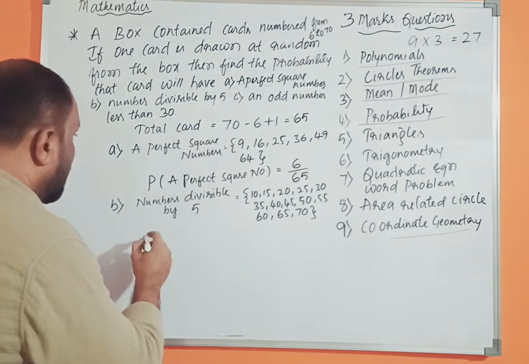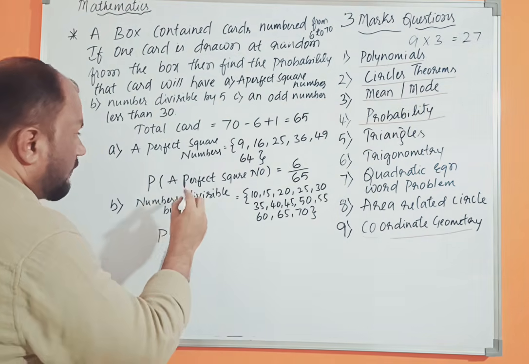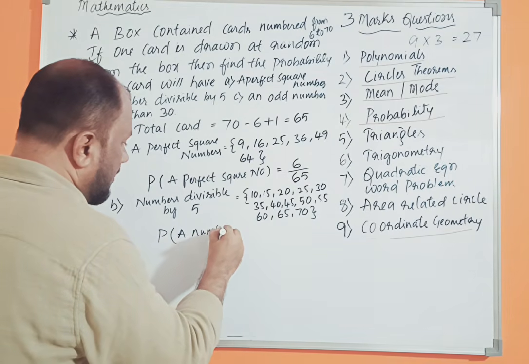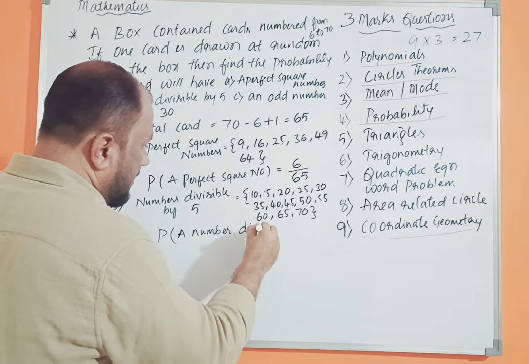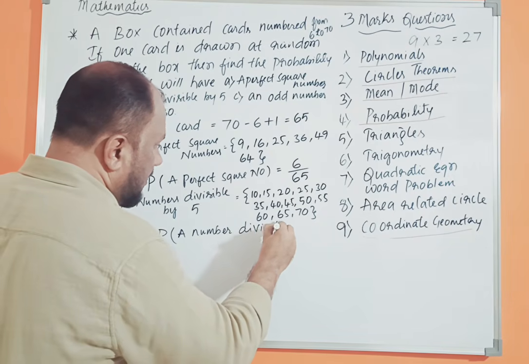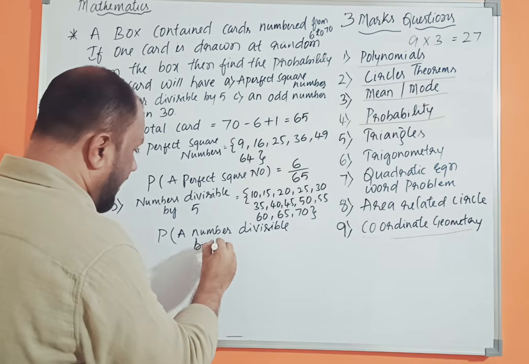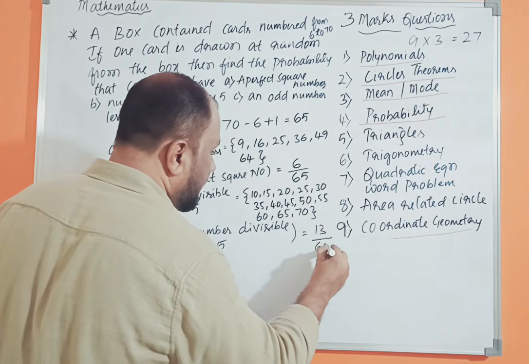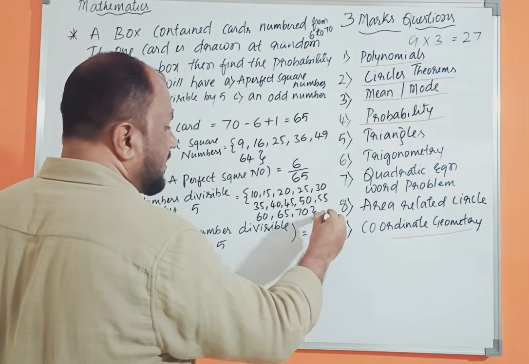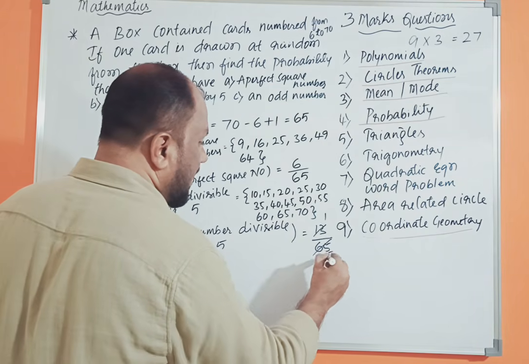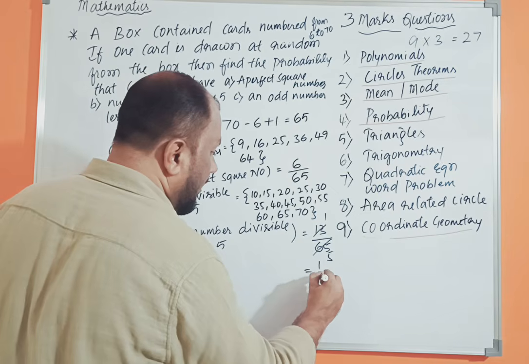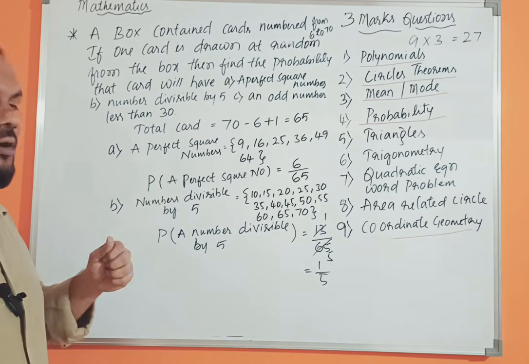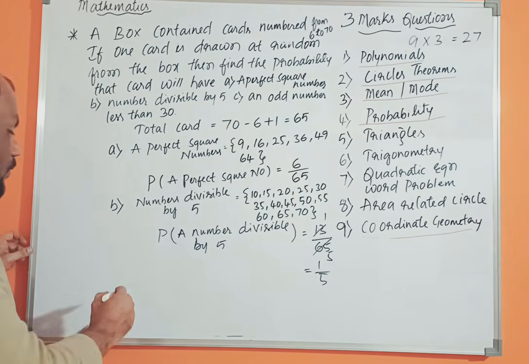So now the probability of a number divisible by 5 is 13 divided by 65. 13 one time and 13 five times, so your answer should be 1 by 5. So for the cards divisible by 5, the probability is 1 by 5. Then next, go to the third part.